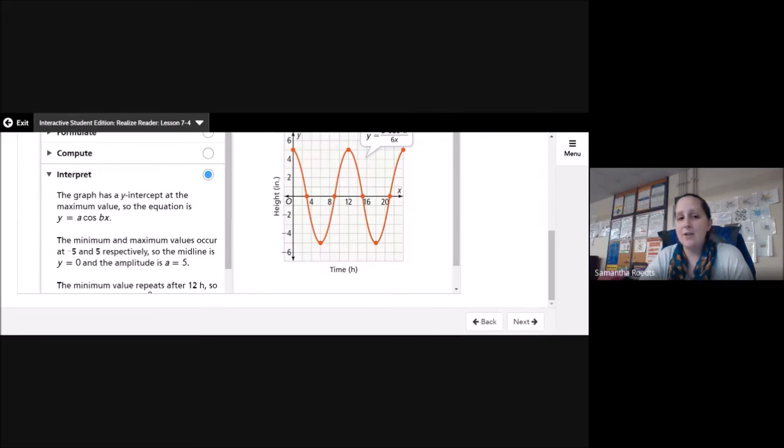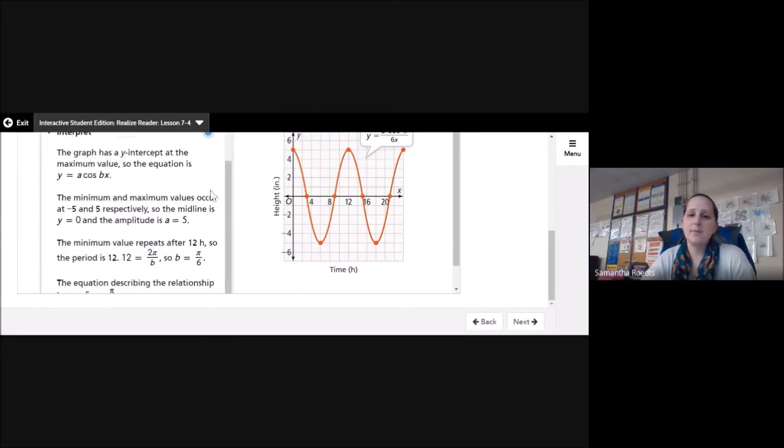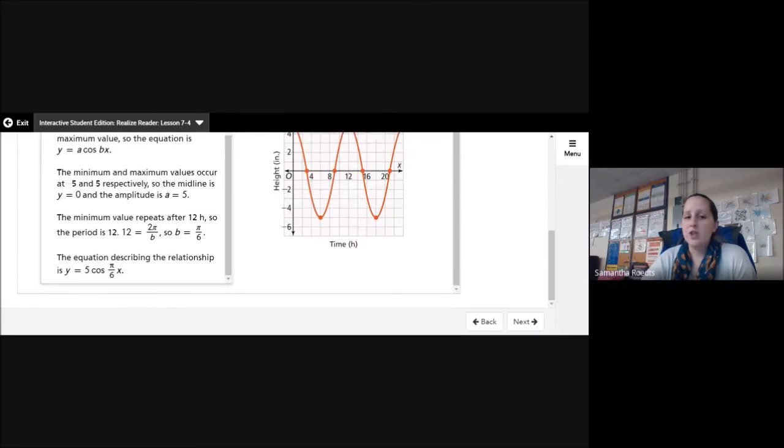So the graph has a y-intercept at the maximum value, so the equation is a cosine function. So y equals a cosine bx. The minimum and maximum values occur at -5 and 5 respectively. So the midline is at y equals 0 still, and the amplitude is a equals 5. Remember, the amplitude is the distance from our maximum or minimum point to our midline. The minimum value repeats after 12 hours. So the period is 12. 12 equals 2 pi over b, so b equals pi over 6. The equation describing the relationship is y equals 5 cosine pi over 6 x.